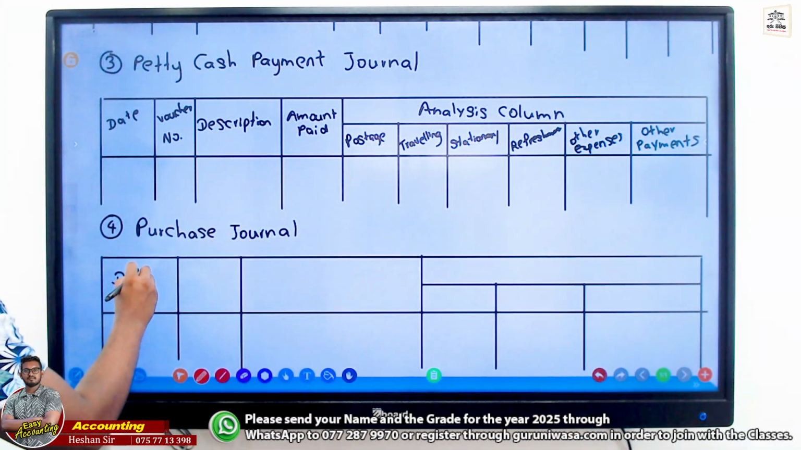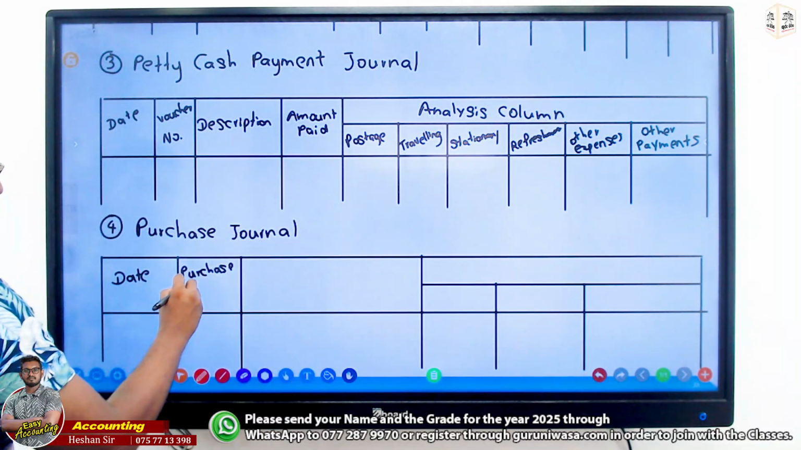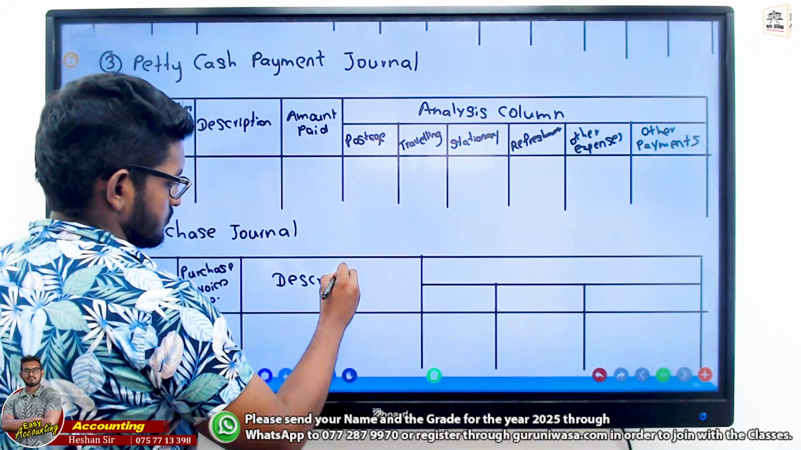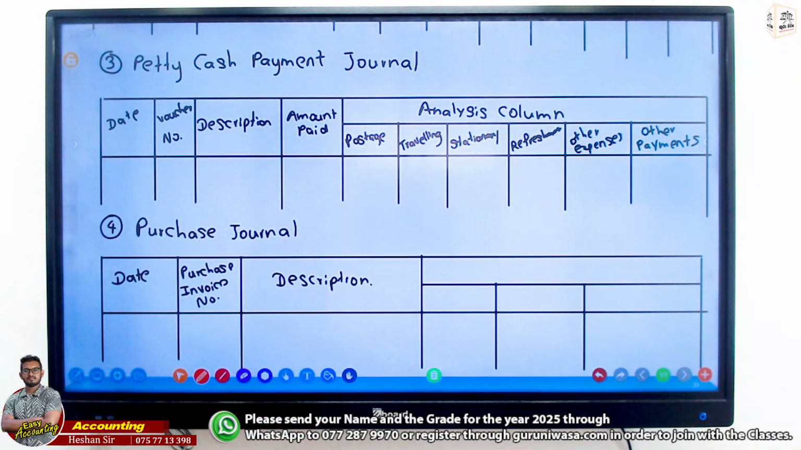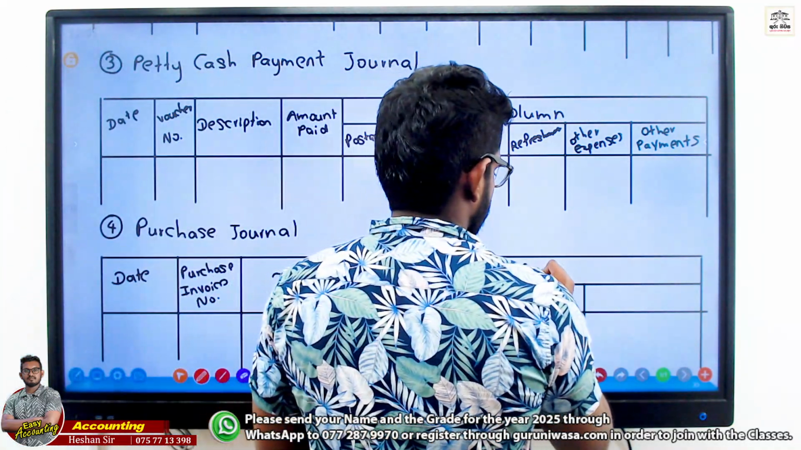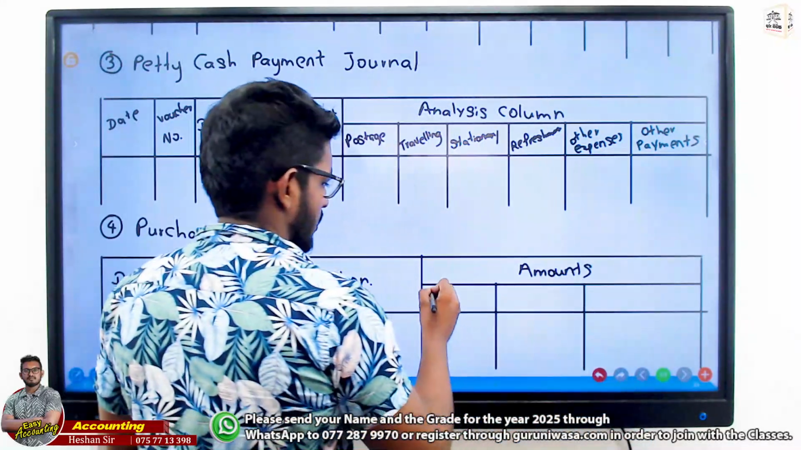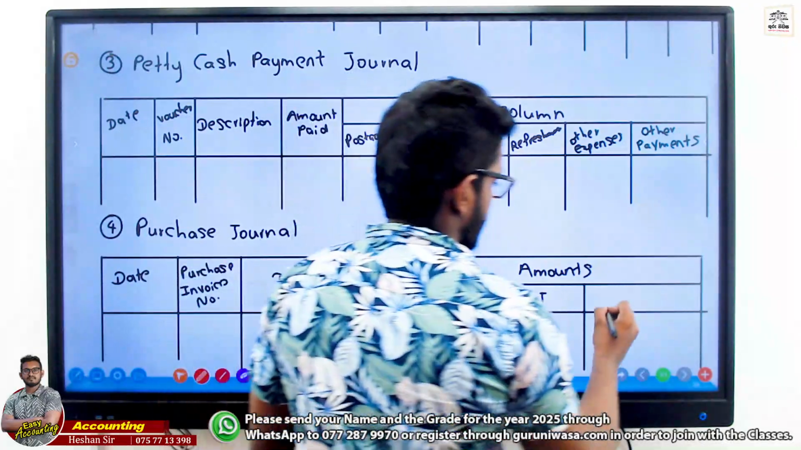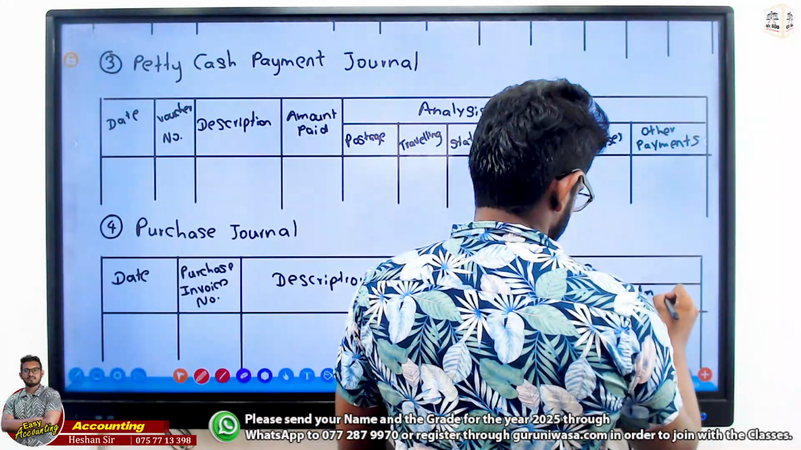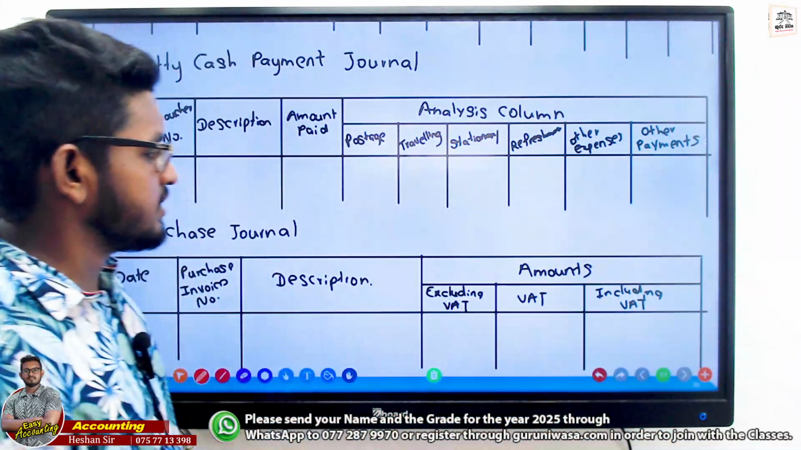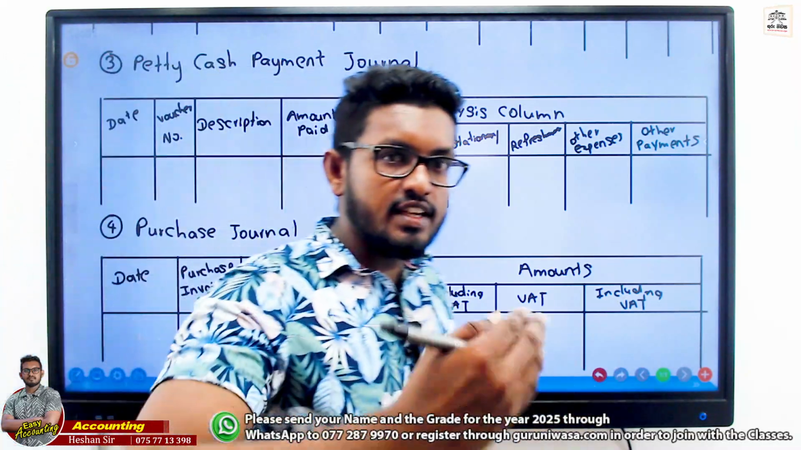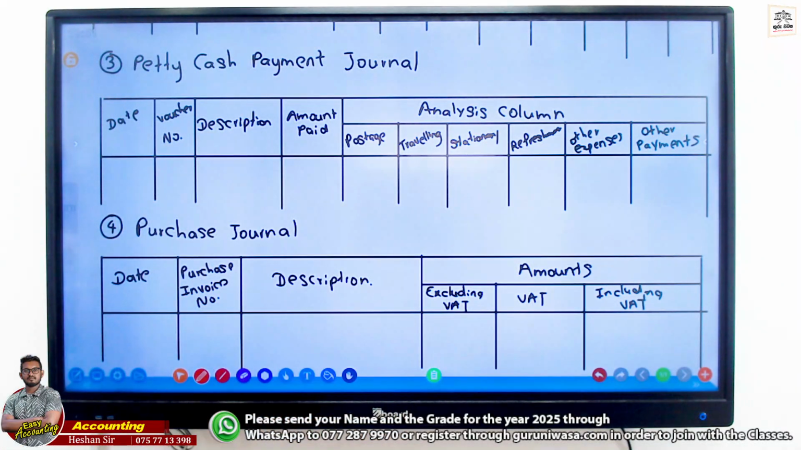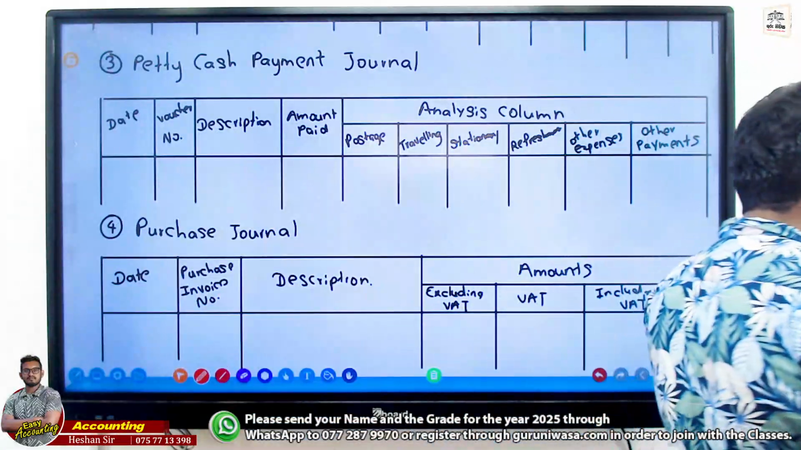Clearly, right? Date, purchase invoice number, description. Not actually the analysis columns. We can write it like amounts, right? So there are three amounts actually. Amounts, excluding VAT, and including VAT. Because when we purchase goods, VAT is also included. I told you about it, right? Hope you can remember. Make sure you watch last Saturday's video. It's available in the LMS. We discussed VAT.